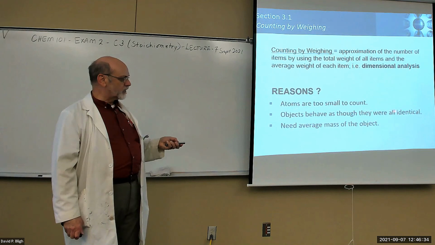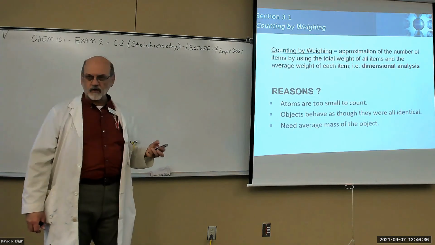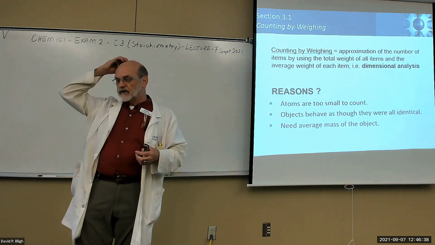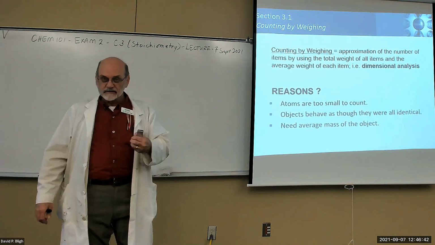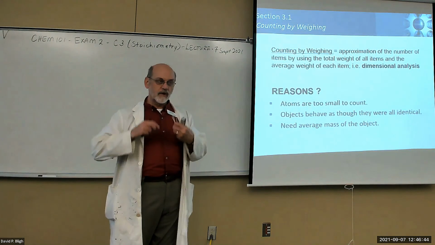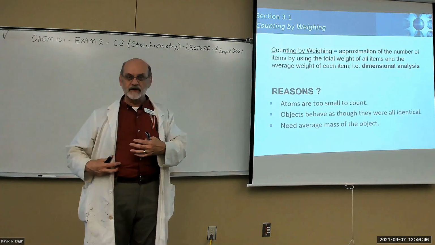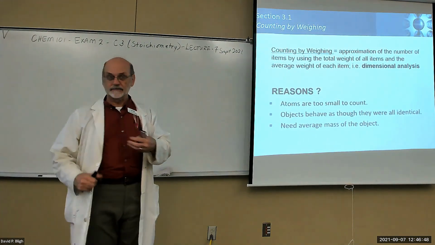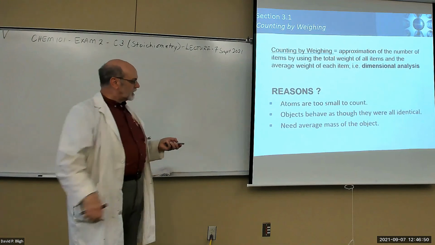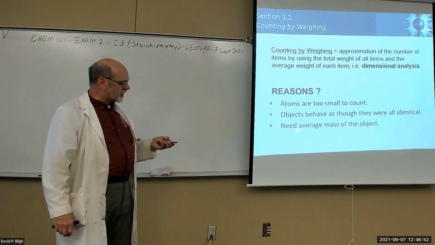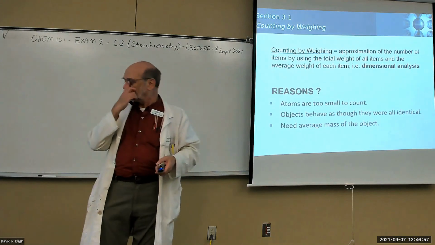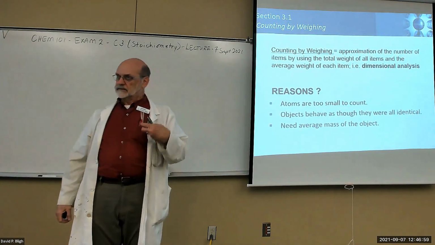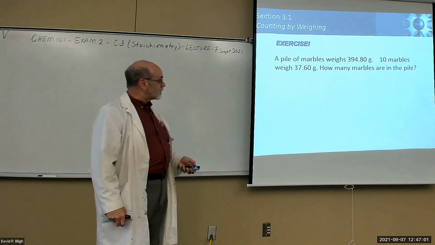Objects behave as though they were all identical. That's required. Whether it's atoms or molecules, if you have a molecule of water, all the water molecules behave as if they were identical, especially in mass. And then you need some way to determine the average mass of the object. So how do you do that?